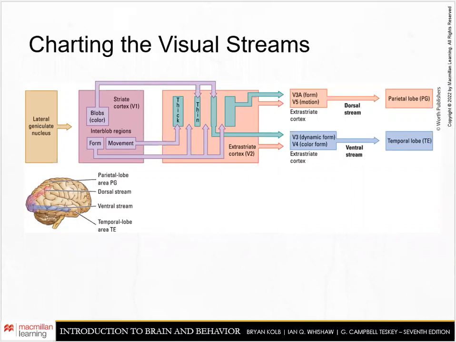The information from the blobs and interblobs in V1 flows to the thick, thin, and pale zones of V2, and then to regions V3 and V4 to form the ventral stream. Information in the thick and pale zones goes to regions V3A and V5 to form the dorsal stream.